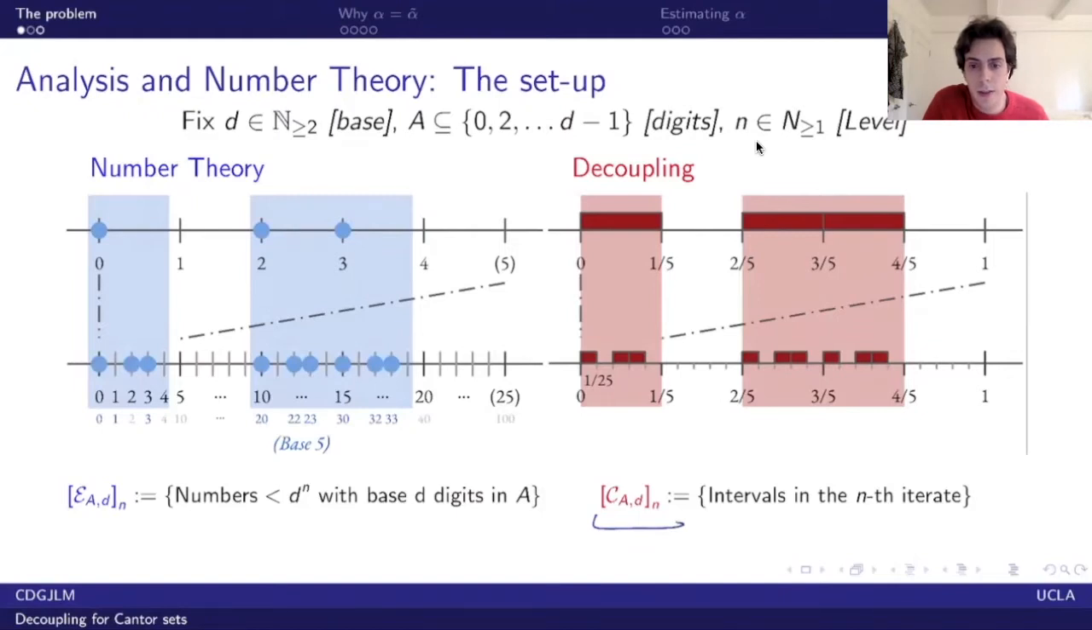So when we fix an n, that means that we've repeated this process n times, and we're going to save the family of intervals that we obtain after repeating this process n times. Now that we've talked about the setup, I'm going to talk about the question that we have in mind.